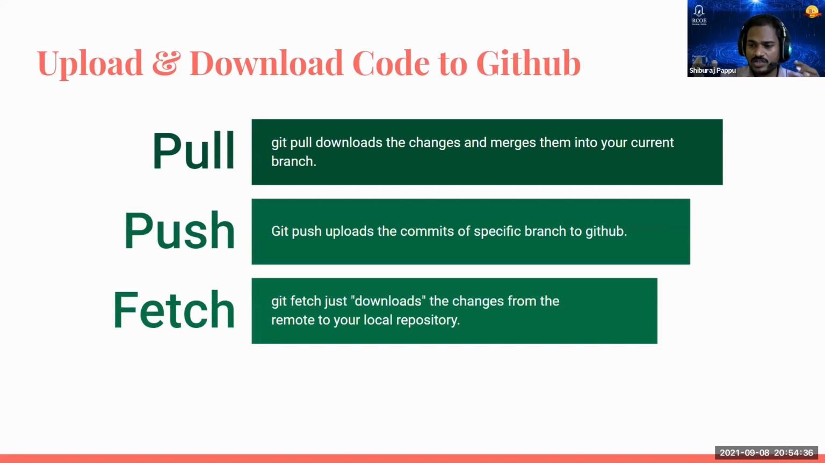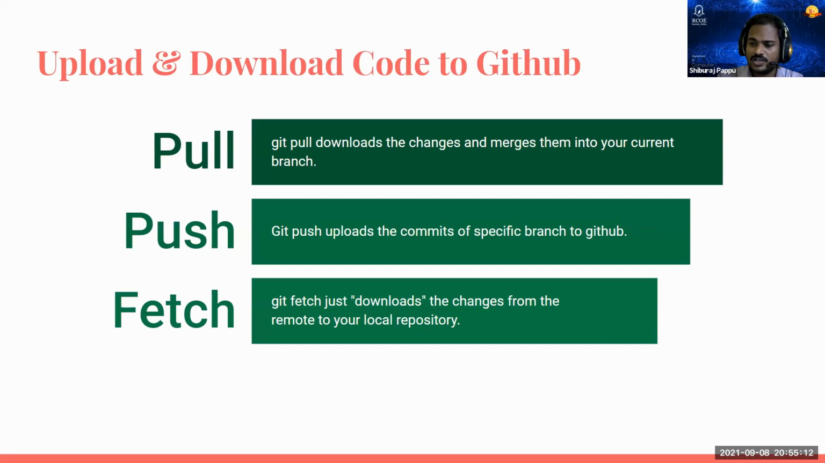So whenever you want to download code from GitHub, you will use pull. Okay, and whenever you want to upload code to GitHub, you will use push. Okay, now there is one more command that is called fetch. Now fetch is slightly different than pull. So fetch and pull, they both do the same thing, but there is a slight difference. What pull does is, pull will pull the code from GitHub to your local computer, and then it will merge with your PC. That means it will merge with your existing code.